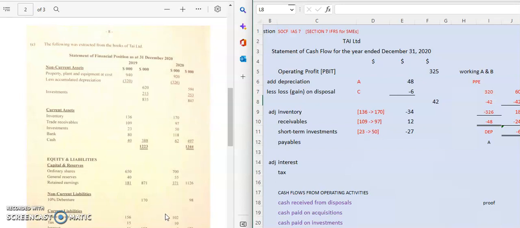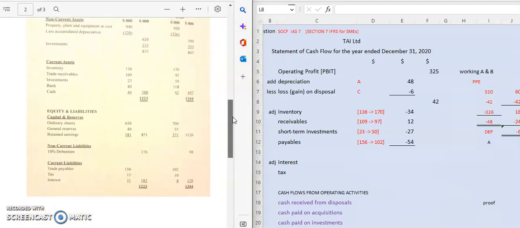The payables, on the other hand, start at 156 and finish at 102. So that suggests that we paid off some of our debts, right? We paid $54,000 worth off in our debts. So we covered the changes in the working capital. All right, so we have that covered.